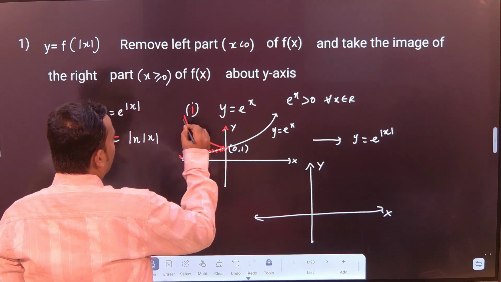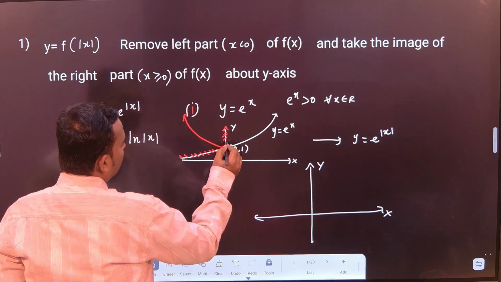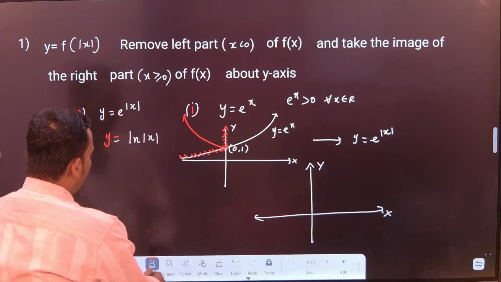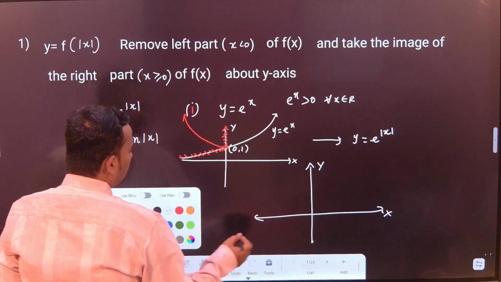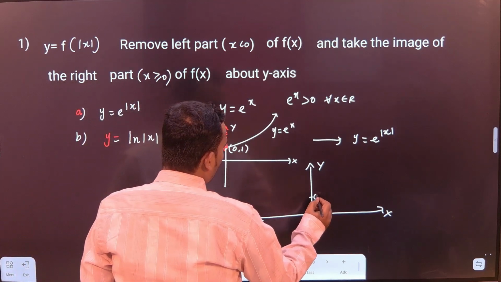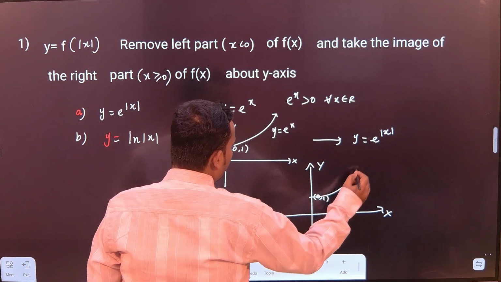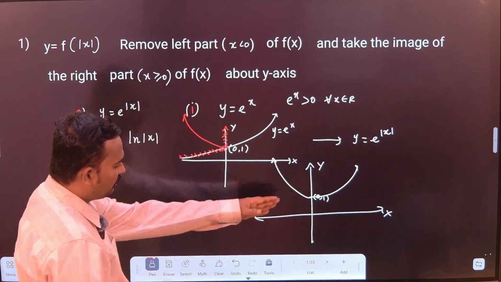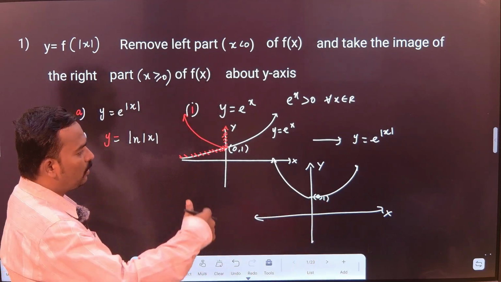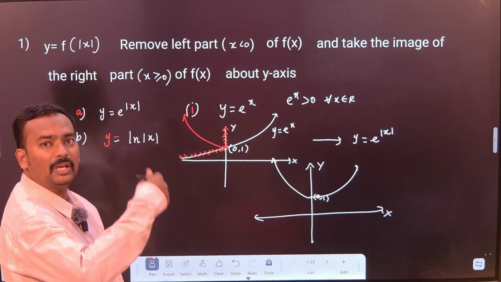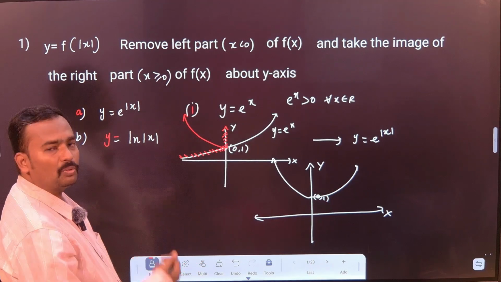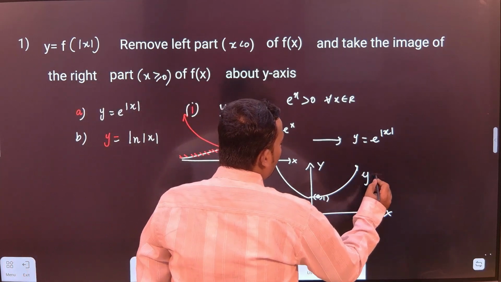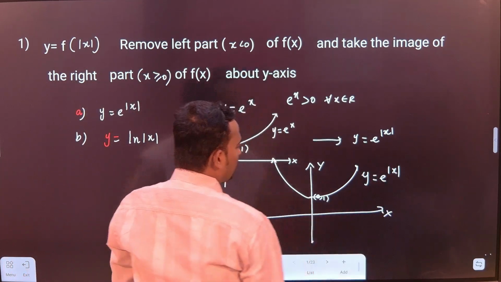You can see this is your y axis image. You have to take this as a mirror, right? So the graph will be, you can see this is 0 comma 1, right? The graph will be like this. So the left side part you are removing, and whatever the right side portion is there, you take the image of it with respect to the y axis. This is the e power mod x graph. So y is equal to e power mod x.